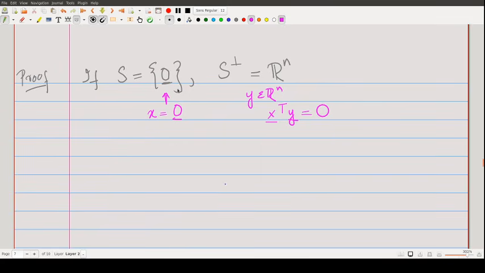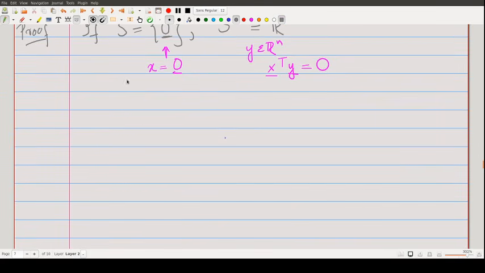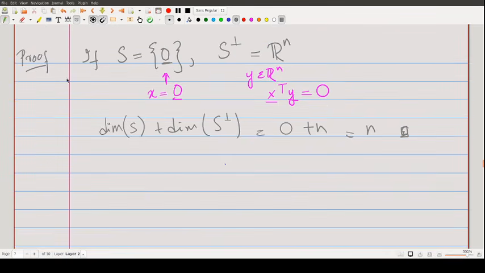But if you want a vector that gives a 0 result with the 0 vector, then you can take any vector from Rn. And so in this case, it's trivial, because the dimension of S plus the dimension of S complement is simply 0 plus n, because you have the trivial subspace and you have the entire n space, and this is of course equal to n. So it checks out in the first case.